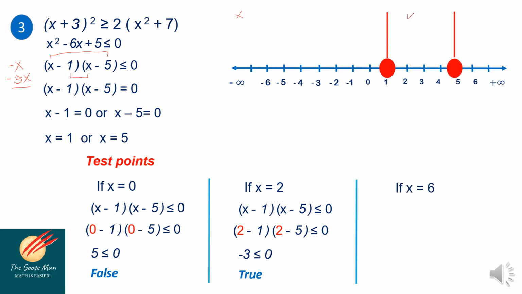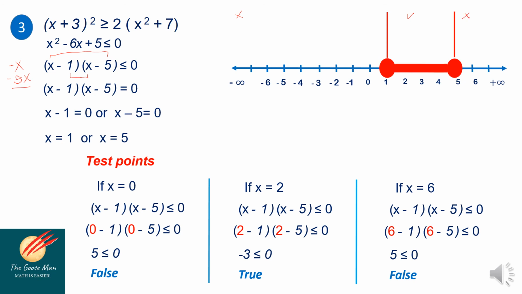Next, if x is equal to 6, meaning to say that this is to the right of 5. Again, we will use the factored form. So we have x minus 1 times x minus 5 is less than or equal to 0. So we have 6 minus 1 times 6 minus 5 is less than or equal to 0. So 5 is less than or equal to 0, which is actually false. Meaning to say this region is not a part of the solution. So therefore, the solution is from 1 to 5. Take note that I'll use brackets because 1 and 5 are actually a part of the solution.